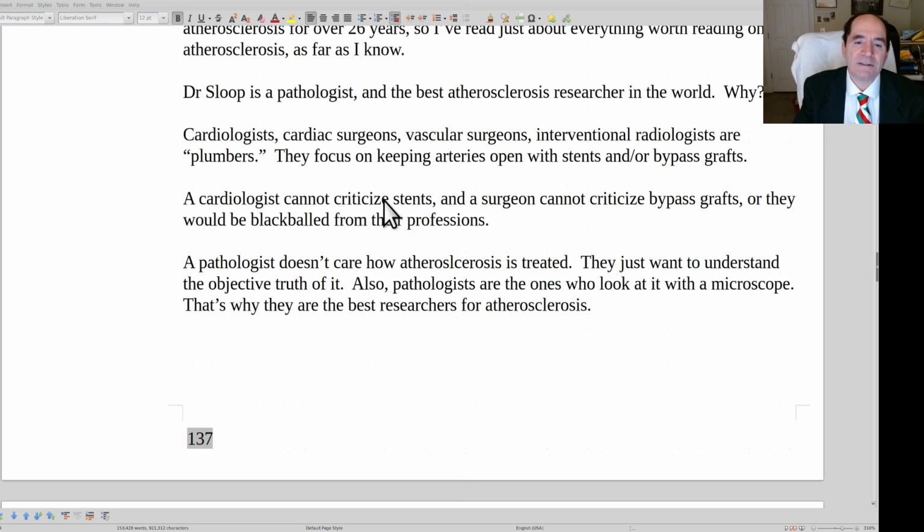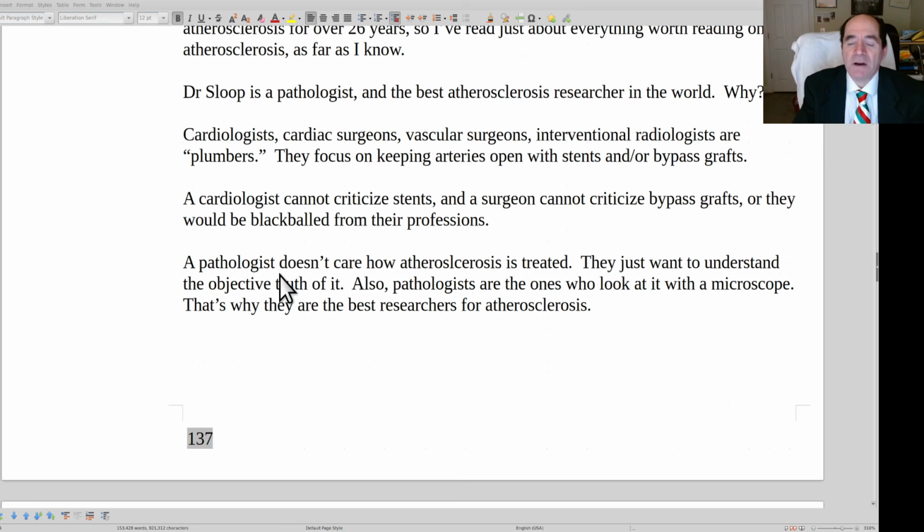But what I was trying to say is a cardiologist has to praise stents, or they'll be kicked out of the profession. A surgeon can't criticize bypass grafts, or they'll be blackballed from their profession. For each coronary artery bypass graft surgery, they're making about $120,000. Do you think some hospital is going to be happy if a surgeon says that CABG is, for the most part, kind of a joke for coronary artery atherosclerotic disease compared to the Esselstyn diet? No way. That guy would get fired. He would lose money for them and for his profession. So they can't be objective about it.